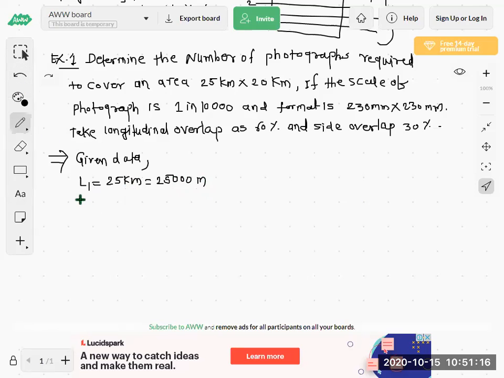Okay. So now similarly W1. W1 is width of ground. 25 kilometer by 20 kilometer is the ground area.